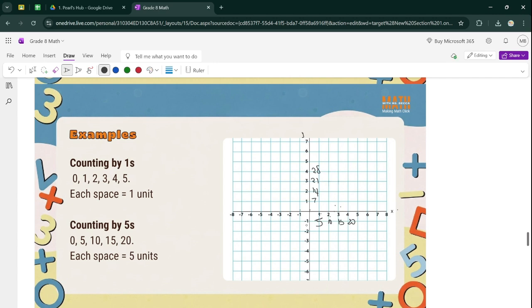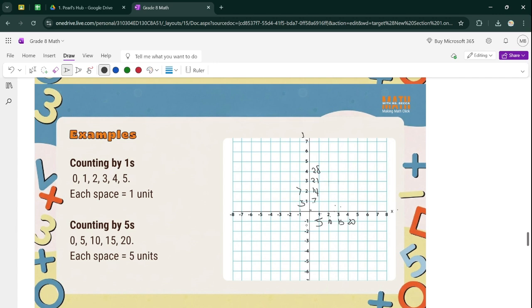You must make sure that there are equal amounts between all the numbers. You don't say 0 here, 7 here, then 5 here, then come here to say 7, and then something else. The space must be equal.